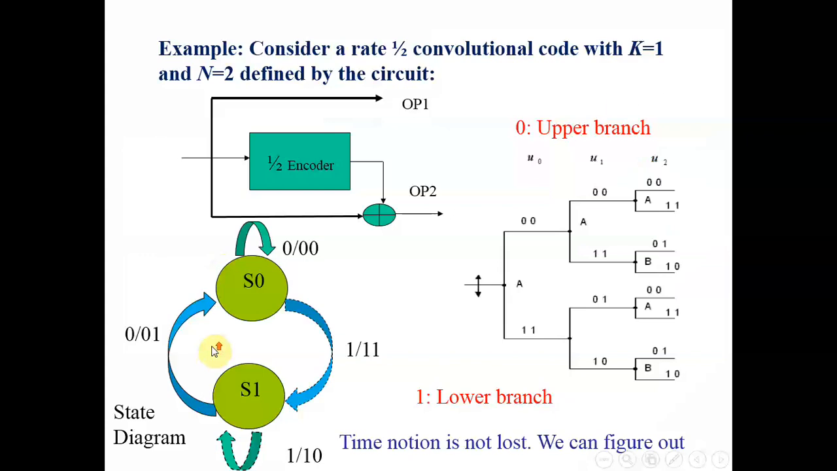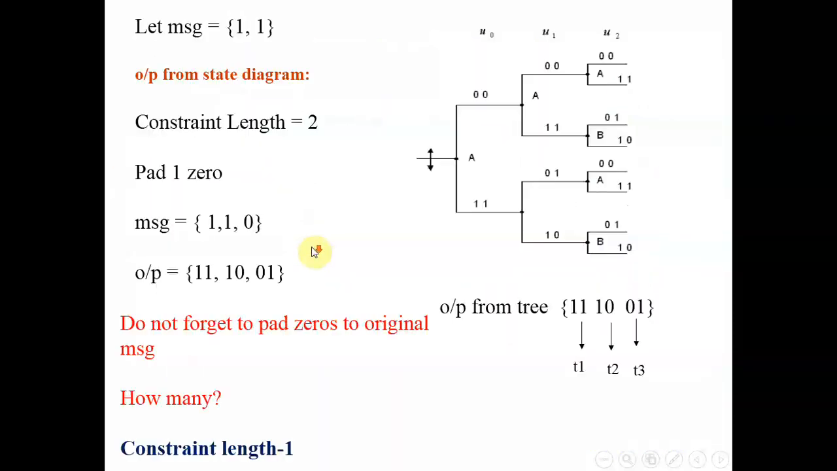What was the necessity of the 0? Just to complete this entire transition. The last message, when it comes here, in the next block it will go to the output, and at that time I need a 0 here to complete the operation of the circuit. So your modified message will be 1 1 0.